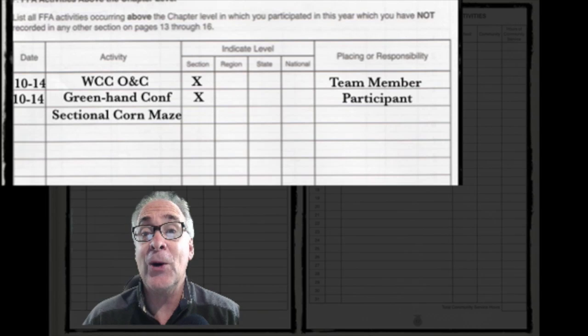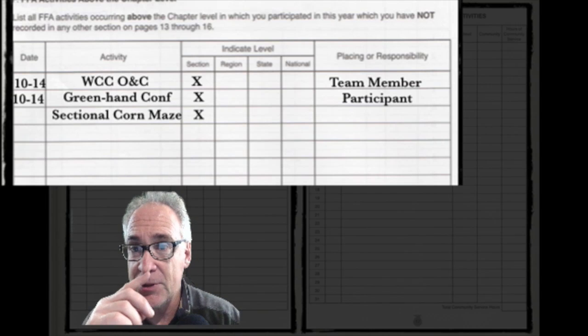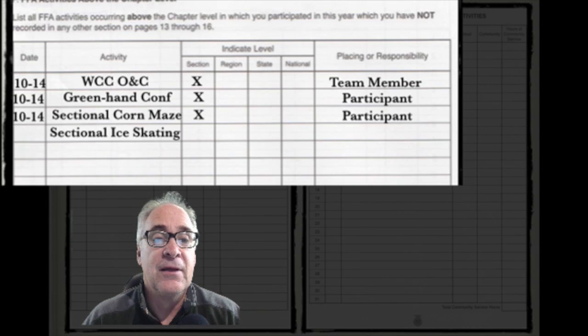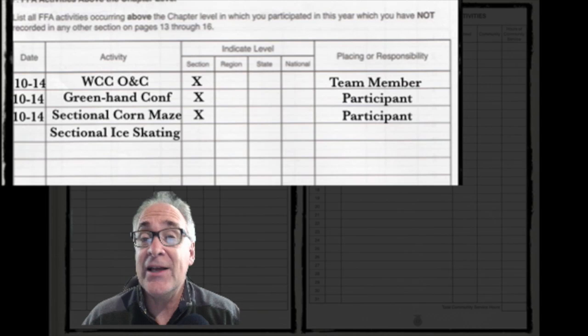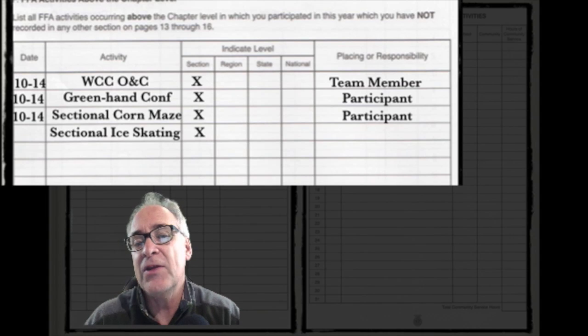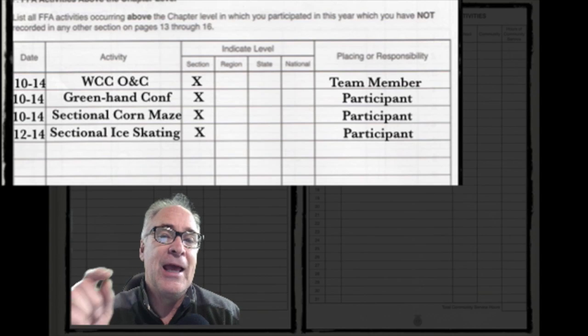And then also in October, we had the sectional corn maze. And that's when all of our county schools got together and met up at the Dixon Corn Maze and got lost together. And lastly, the Sectional Ice Skating event happened in December. We had 180 people from the yellow section having a great time slipping and sliding on the ice. Took lots of pictures and ate lots of food. And that happened in December.